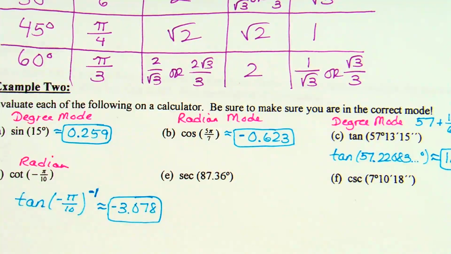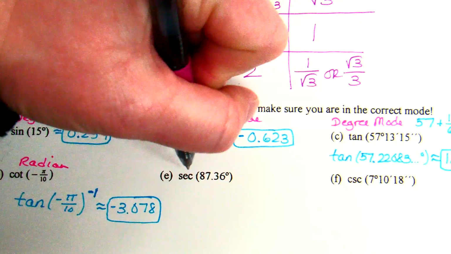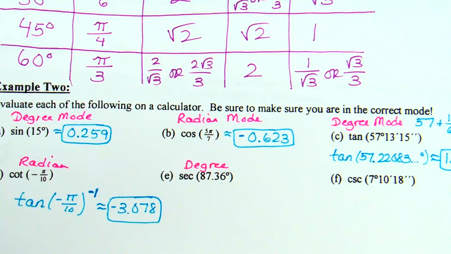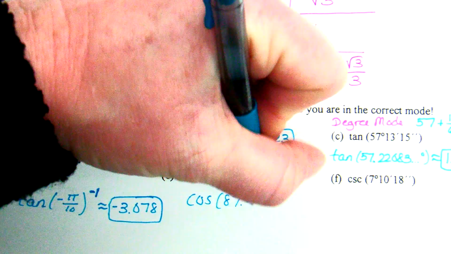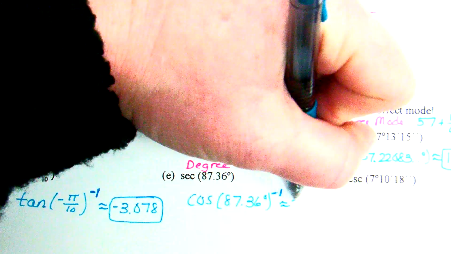Okay, there you go. So, what about this next problem? Secant of 87.36 degrees. First of all, your mode has to go back to degrees. What's the reciprocal of secant? Cosine. So you're going to be doing the cosine of 87.36 degrees raised to -1. If you want to check your answer later, I will tell you it's 21.711.